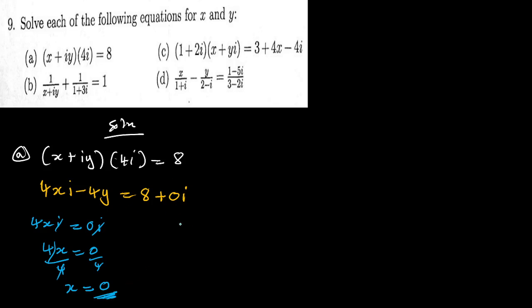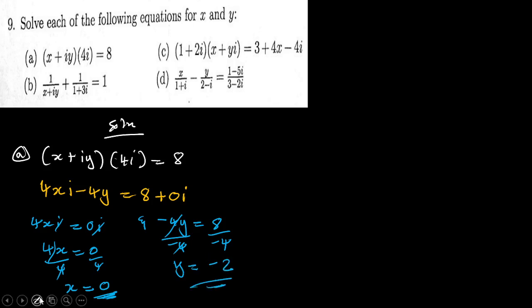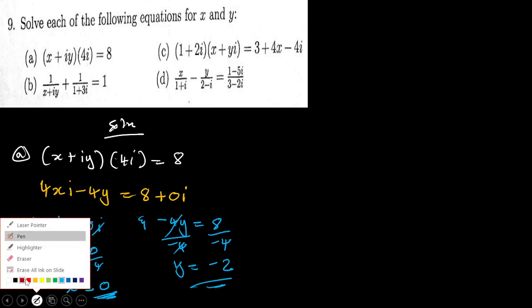Then for y, you say negative 4y is equal to 8, over negative 4 over negative 4. This one and that one go, y is simply negative 2. So simple. Let's quickly look at B.